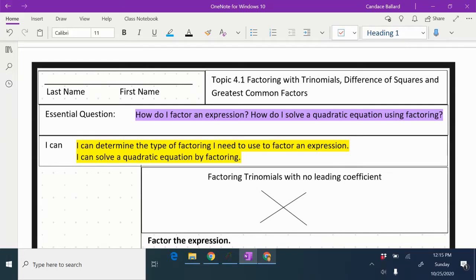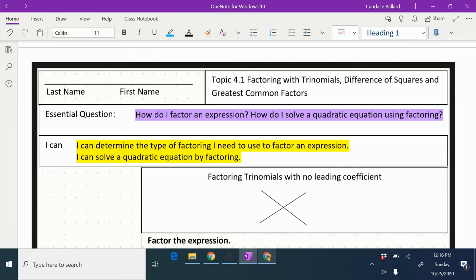In this lesson, we're going to be talking about topic 4.1, which is factoring trinomials with difference of squares and greatest common factor. So your essential question is, how do I factor an expression and how do I solve a quadratic equation using factoring? And your I can statements are I can determine the type of factoring I need to use to factor an expression, and I can solve a quadratic equation by factoring.